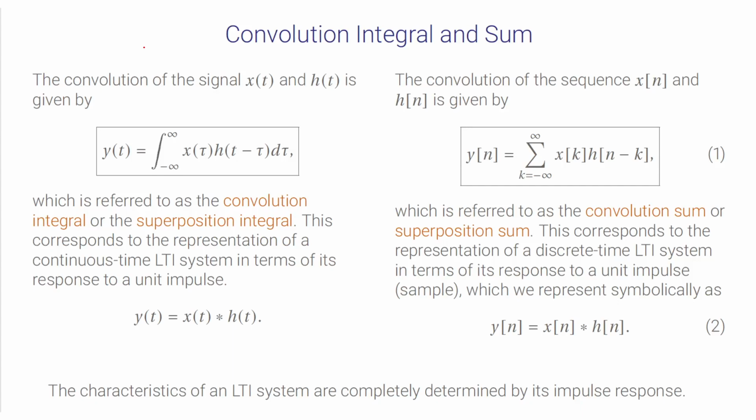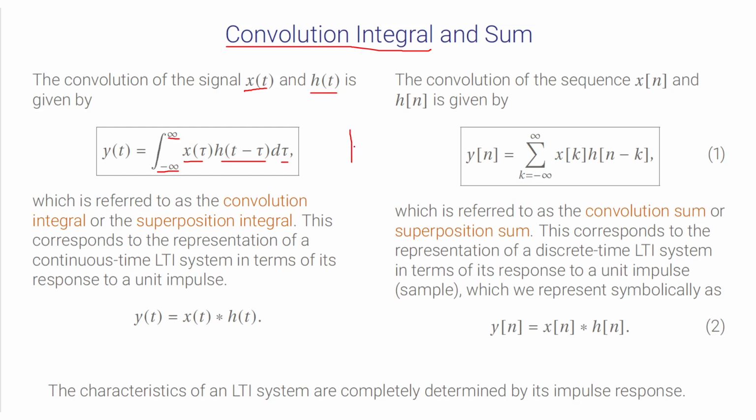Hello everyone. In this video, let's try to understand the convolution integral, in particular using an animation. Now, the convolution of the signals x(t) and h(t) is given by y(t) equals the integral from minus infinity to infinity of x(tau) h(t minus tau) d tau. So the variable of integration is tau.